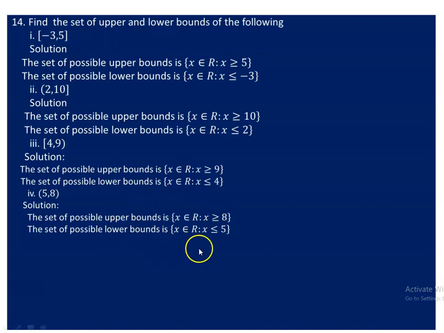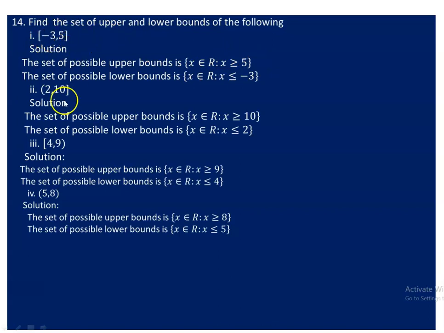So clearly, dear students, what do you understand from this? One can easily understand that whenever you are asked to find upper and lower bounds, please try to consider the extreme values. For example, in the case of -3 and 5, 5 is the entry, as you see here. So any value greater than or equal to 5 is an upper bound, and any value less than or equal to -3 is a lower bound. So -3 is directly taken from the smaller value here, and 5 is directly taken from the greater one within the interval.